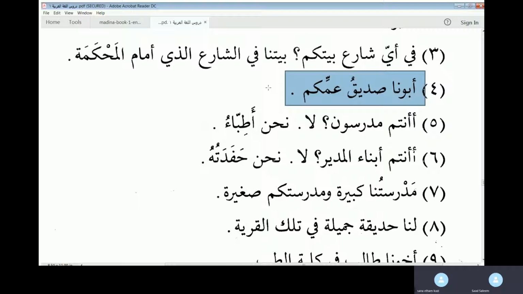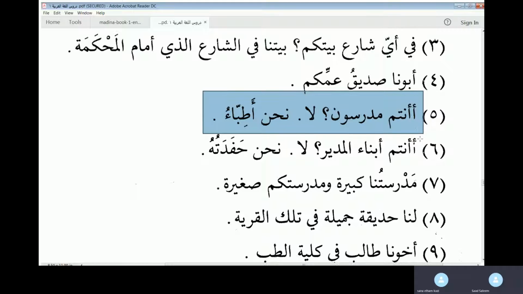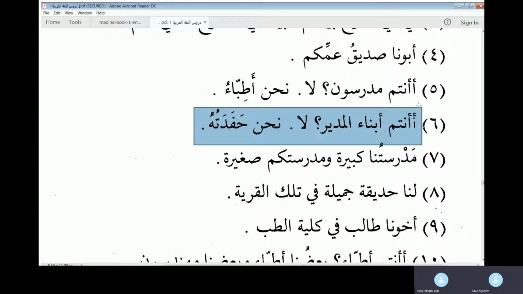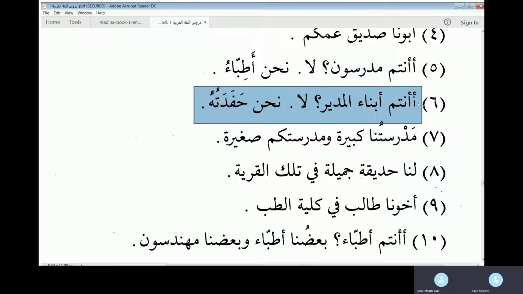Okay. Antum mudarrisun. Are you teachers? La. Nahnu atibba'u. We are doctors. Antum abna'u al-mudir. Are you all the sons of the headmaster? La. Nahnu ahfaduhu. No. We are ahfaduhu, grandsons. We are his grandsons.